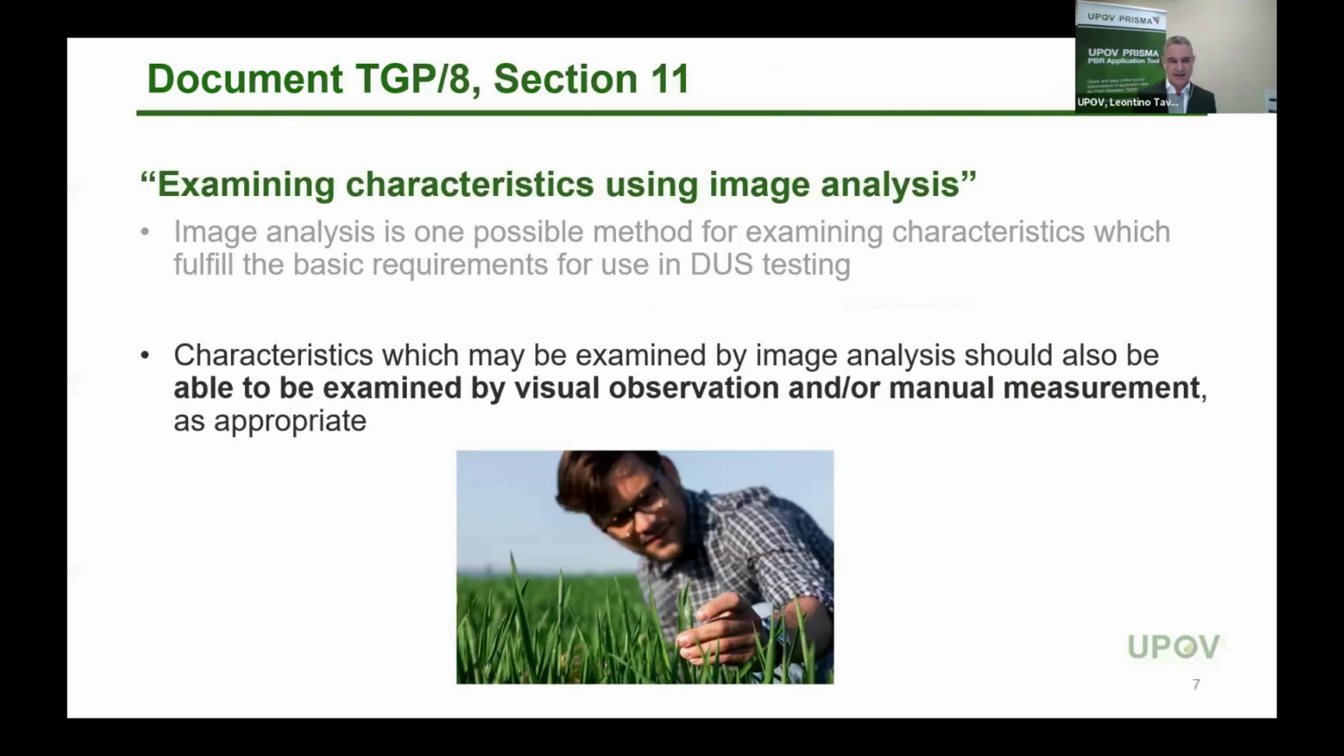Coming back to document TGP 8 in examining characteristics using image analysis, the second principle is that the characteristics to be assessed by image analysis should also be able to be examined by visual observation. That is, such as when a particular UPOV member does not possess the machinery or does not want to assess the characteristic using an automated process such as image analysis, that still the characteristic could be observed visually or at least measured if the UPOV member wanted to.